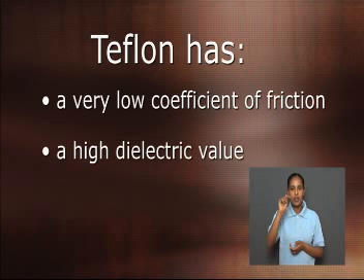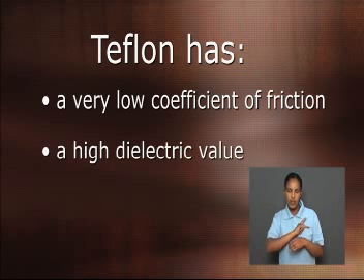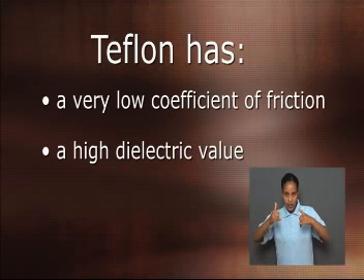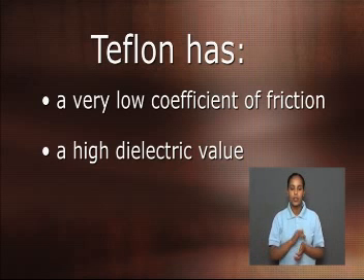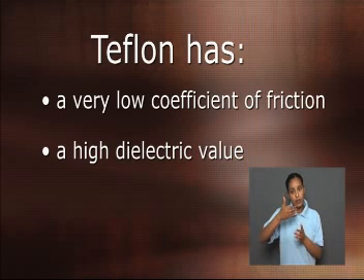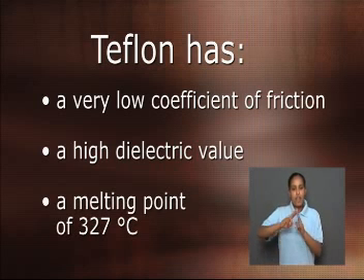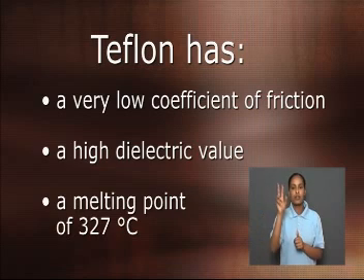Teflon also has excellent dielectric properties. This means that it is often used as an insulator for cables and connector assemblies. It is particularly well suited to this task because it has a very high melting point of 327 degrees Celsius.